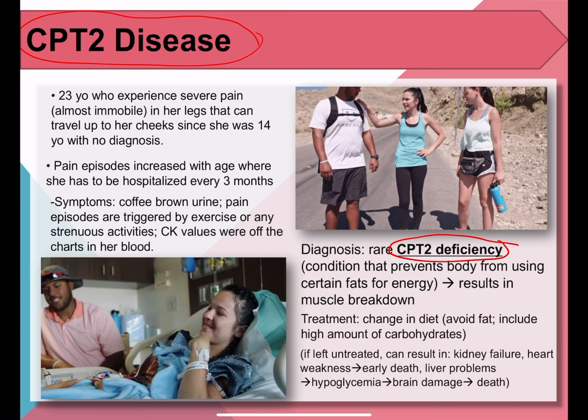In severe CPT2 cases, if left untreated, this can actually result in kidney failure, heart weakness, which can lead to early death, or liver problems that can lead to hypoglycemia, not enough glucose in your blood, and that can cause brain damage because your brain is the other one besides muscles.